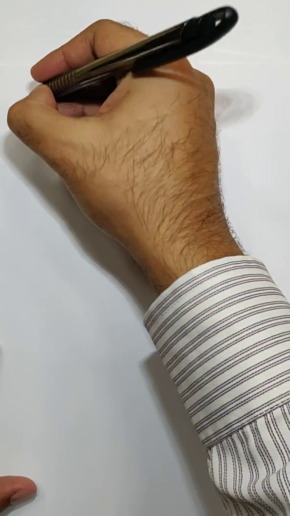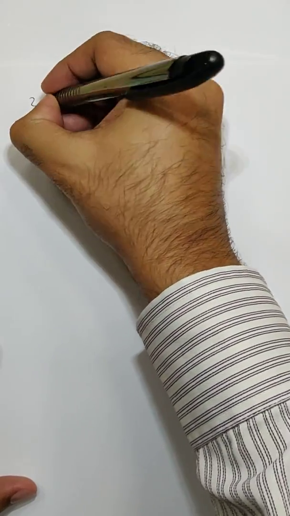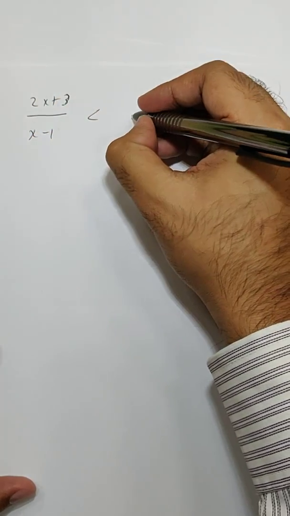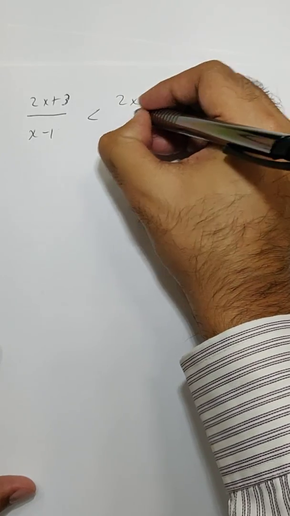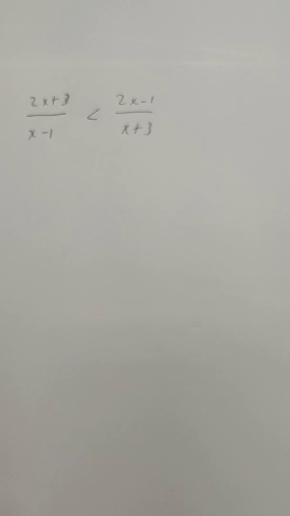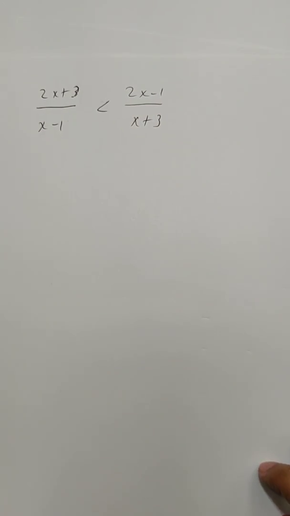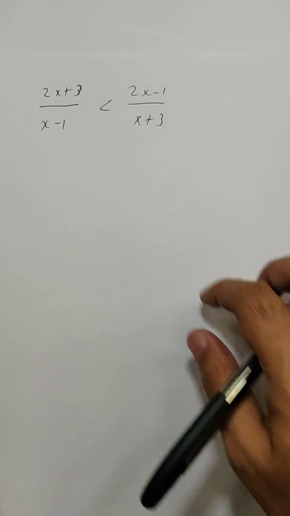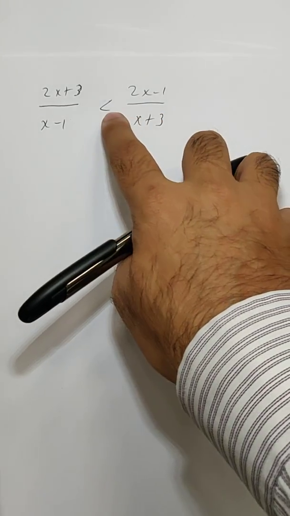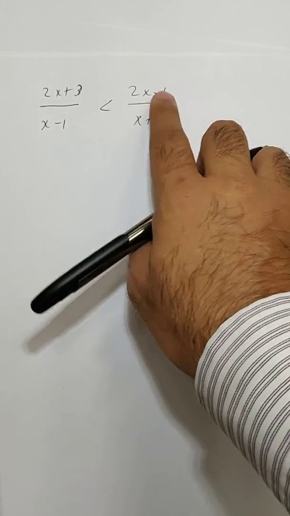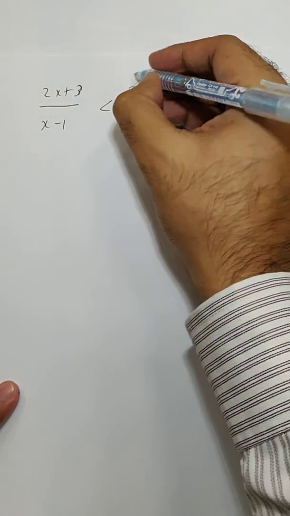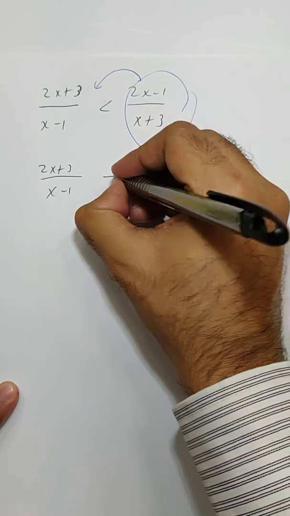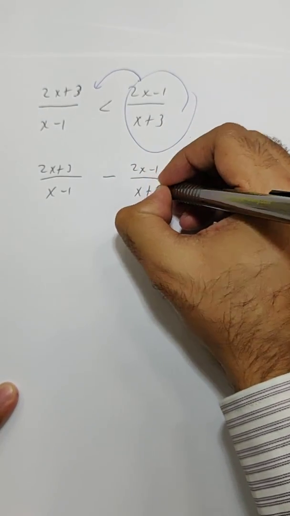Okay, let's say you got yourself another example: (2x + 3)/(x - 1) ≥ (2x - 1)/(x + 3). How do we begin? Can I cross multiply? Why not? You cannot cross multiply when there's an inequality. So the easiest way to go through is to bring this one to the left-hand side: (2x + 3)/(x - 1) minus (2x - 1)/(x + 3).